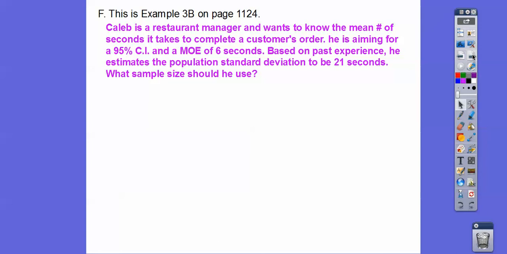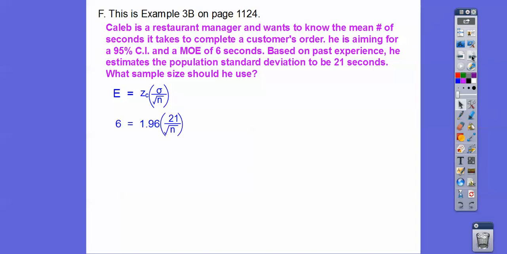So Caleb is a restaurant manager, and this is example 3B on page 1124. Restaurant manager who wants to know the mean number of seconds it takes to complete a customer's order. He is aiming at a 95% confidence interval, so that's the 1.96, and a margin of error of 6 seconds. Okay, that's the E. So based on past experience, he estimates the population standard deviation to be about 21 seconds. So what sample size should he use? Okay, so this one's going to be this one where they give us the standard deviation right here. Okay, so we're going to go ahead and plug in the 6 seconds right here, the 1.96 right here. This is 21, and we're solving for the sample size, the n right there.